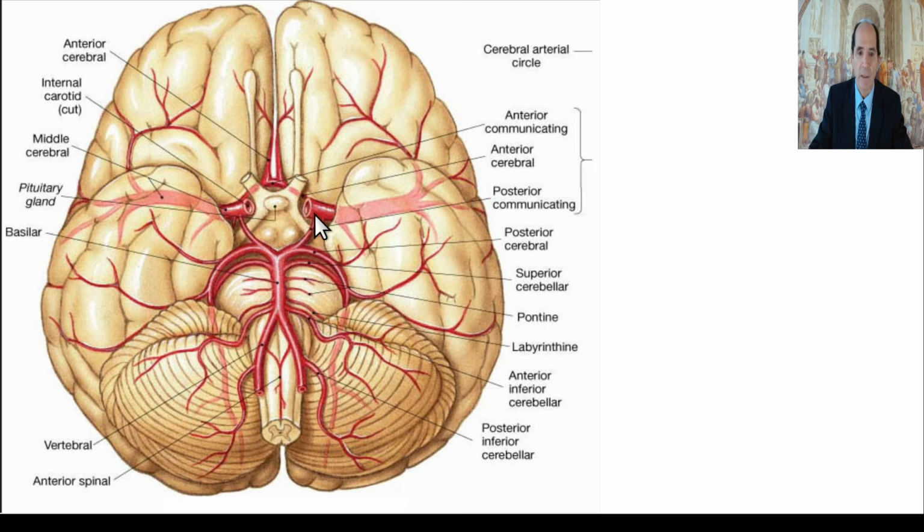Here's a look at the brain from below. And so here's the vertebral arteries coming up in the back, forming the basilar artery. And then the basilar artery comes up and splits into the posterior cerebrals. Those go to the occipital lobes for vision. These are the carotid arteries that were coming up. They split into the middle cerebral artery around the side of the brain. Anterior cerebral artery goes right down the middle in the front.